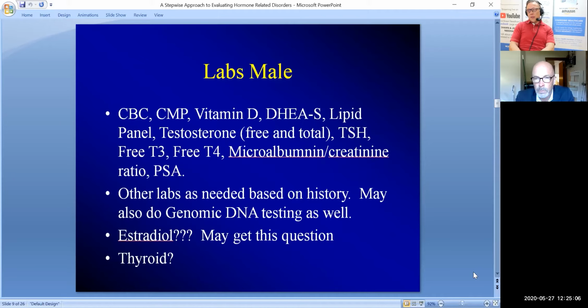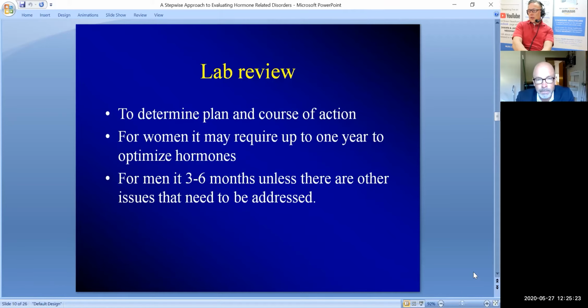So what about thyroid in men? You must check that too, correct? Yes, so that's up there in that TSH, free T3, free T4, because again, if we're going to see elevated cholesterol, we know the benefits of optimizing their T3. Awesome. All right, go ahead and hit on this a little bit about lab review, Karl.